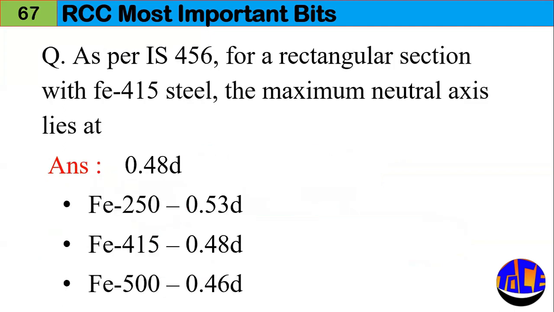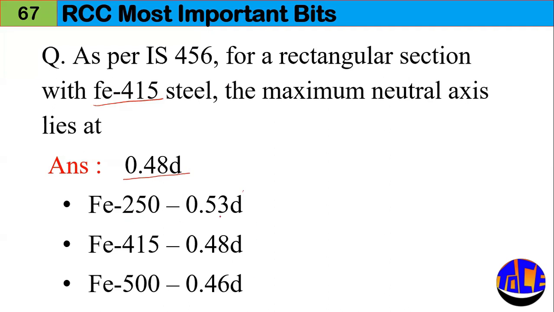Question number 67. As per IS 456, for a rectangular section with Fe 415 steel, the maximum neutral axis lies at... As we have discussed earlier, for a balanced neutral axis, the depth of neutral axis depends on the grade or type of steel. So for Fe 415, the neutral axis lies at 0.48 of effective depth. Okay, so I have provided other values also.